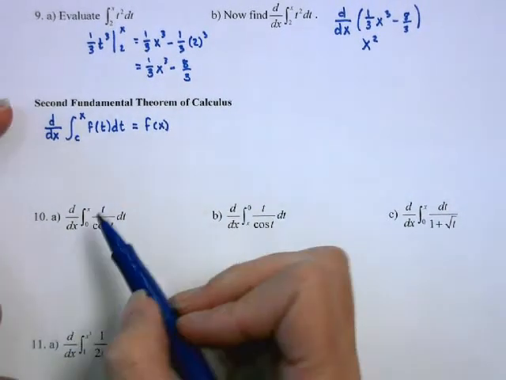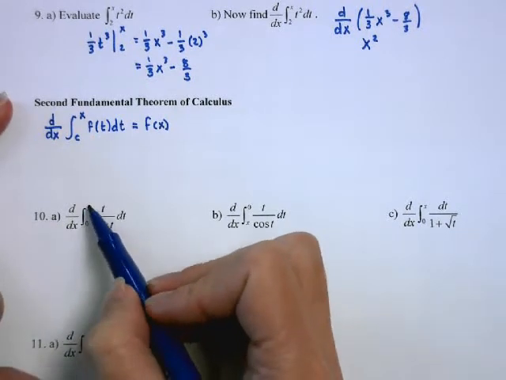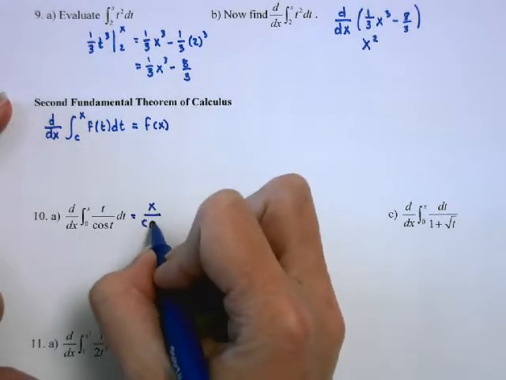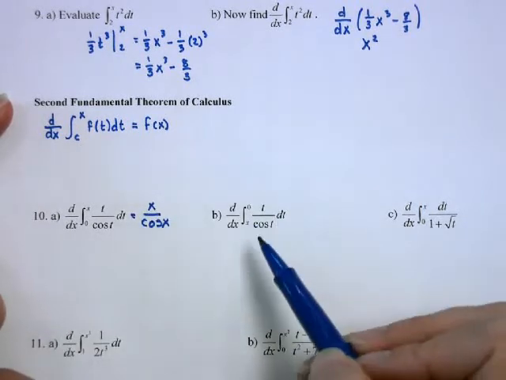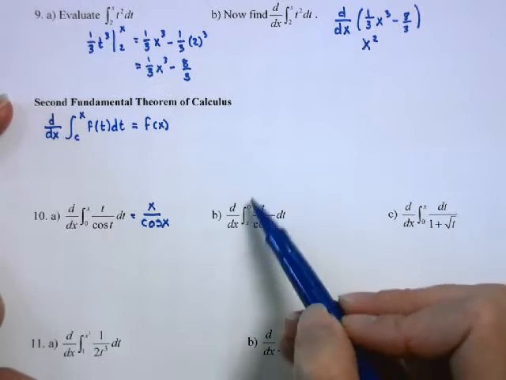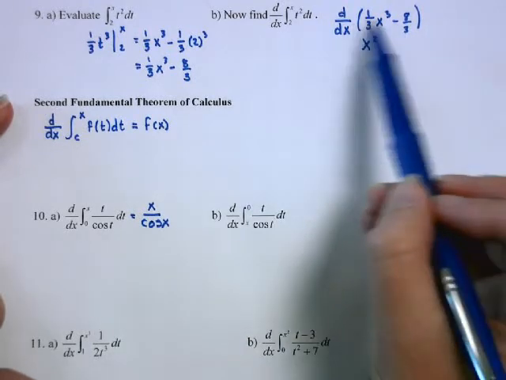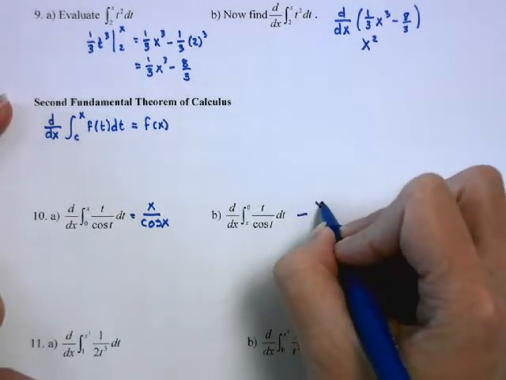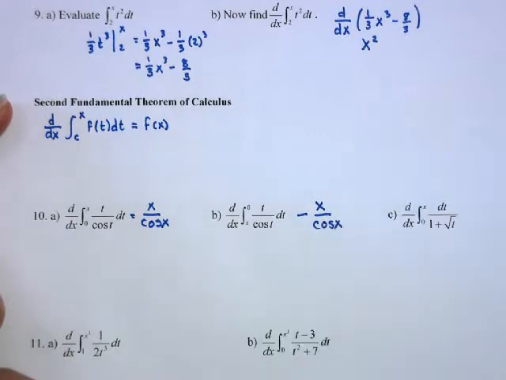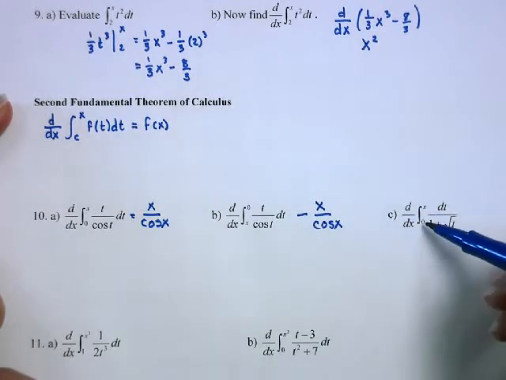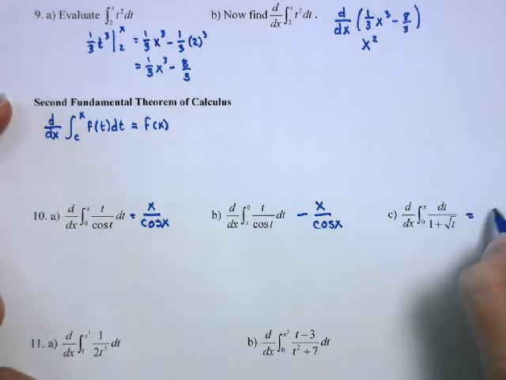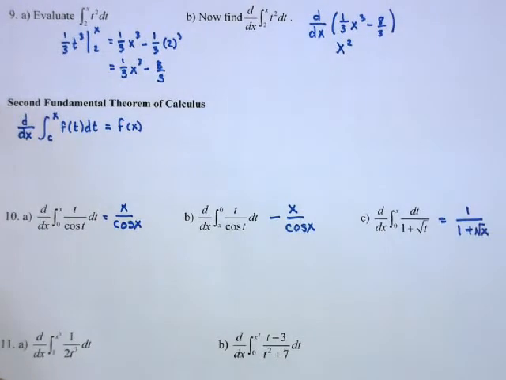All right, so if I take the derivative of the integral from 0 to x of t over cosine t, that is just x over cosine of x. This one's the same function, but we've switched these. So if I were to switch this around, we would have ended up with the opposite. So this is going to be negative x over cosine of x. The derivative of the integral from 0 to x of dt over 1 plus root t is 1 over 1 plus root x.